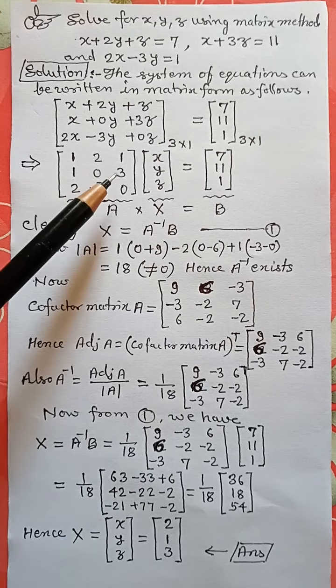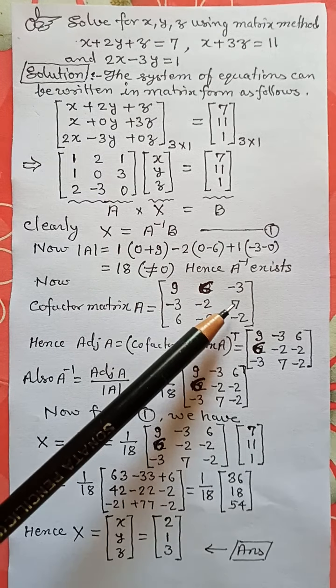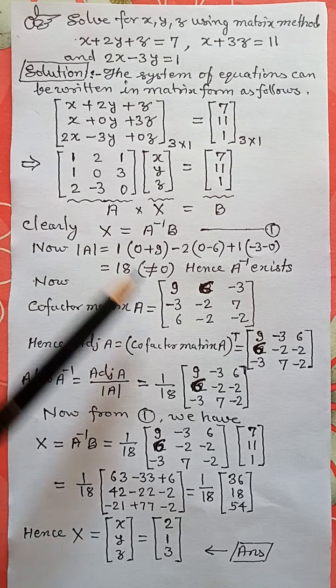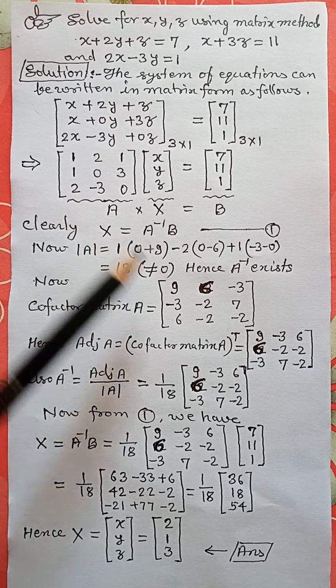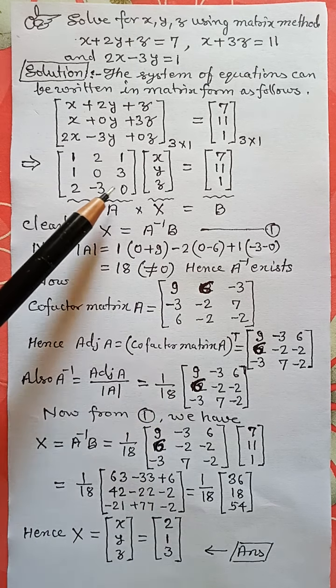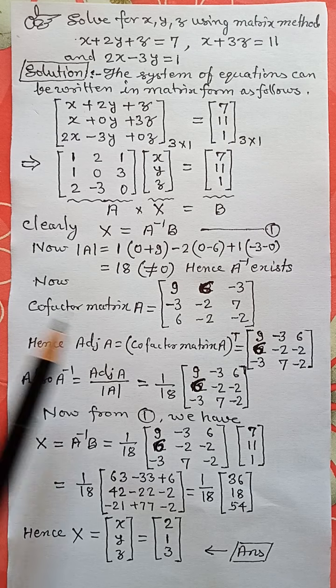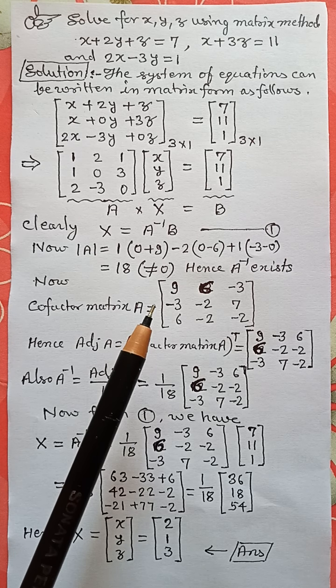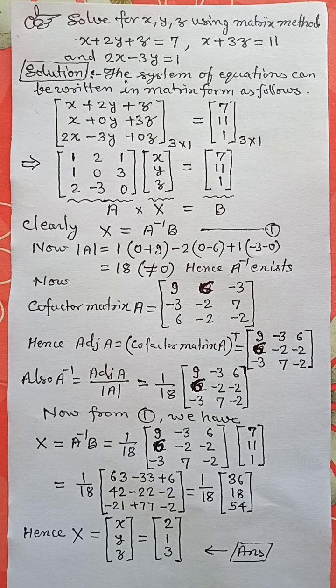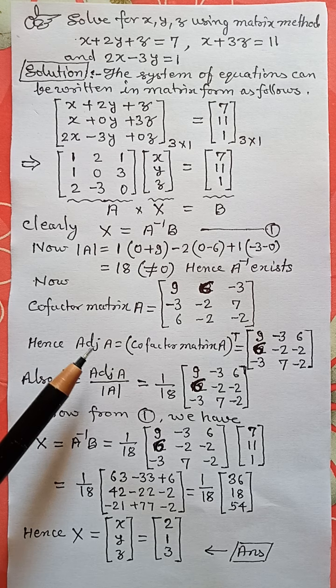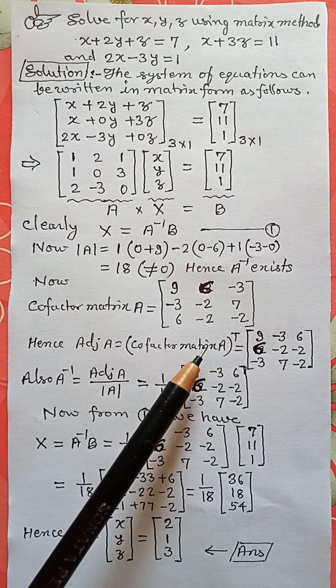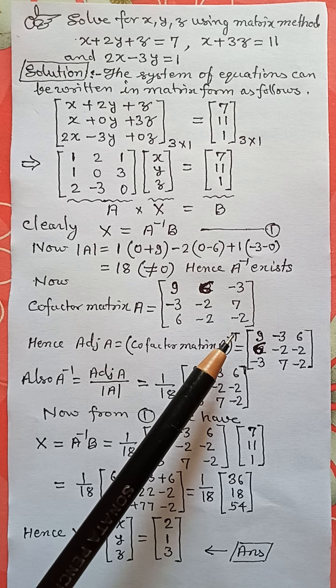Similarly, the cofactor of this position is 7, the cofactor of this position is 6, the cofactor of this position is minus 2, and similarly the cofactor of this is minus 2. So we have the cofactor matrix at hand. Now to find the adjoint, we do nothing but transpose the cofactor matrix of A. So adjoint of A is equal to the cofactor matrix of A transposed.